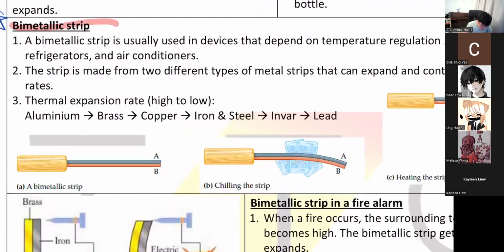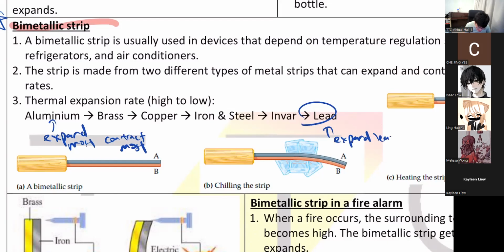So, bimetallic strip. Okay, look at this. This is the expansion rate. What does it mean? Aluminium will expand the most and contract the most. That means if you heat aluminium, maybe it will expand 5 mm, and it will also contract 5 mm, if 5 mm is a lot. And lead, this one, expands the least and also contracts the least. So you get what I mean, right?